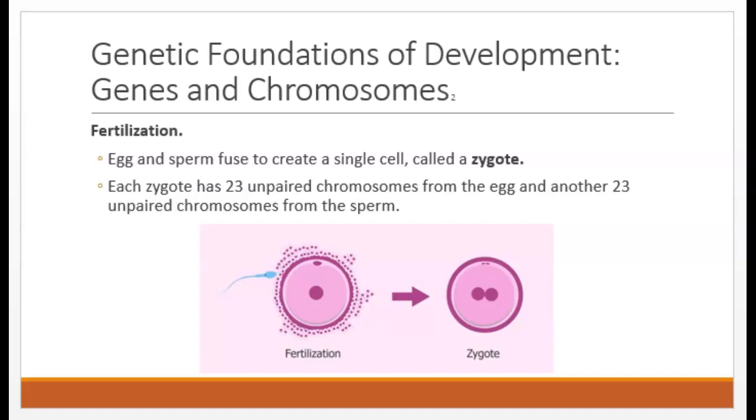During fertilization, an egg and sperm fuse to create a single cell called a zygote. The zygote has 23 single chromosomes from the egg and 23 single chromosomes from the sperm. So now it has 23 pairs of chromosomes, half from the mother and half from the father.